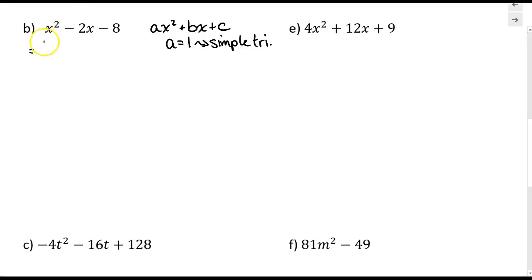So how do we think about this? Well, I'm going to actually erase that equal sign. If we recall from last year, this value here is the product of our constants and our binomials.